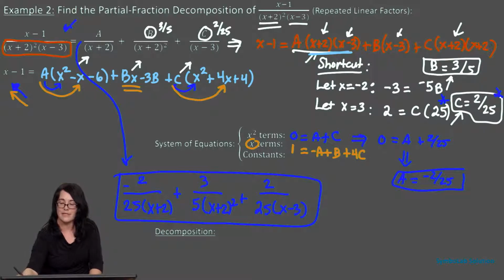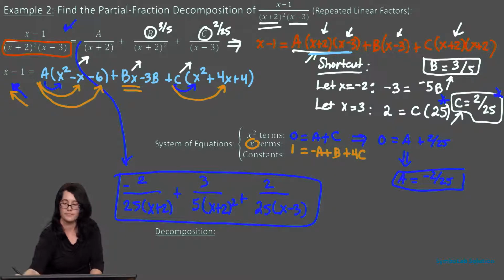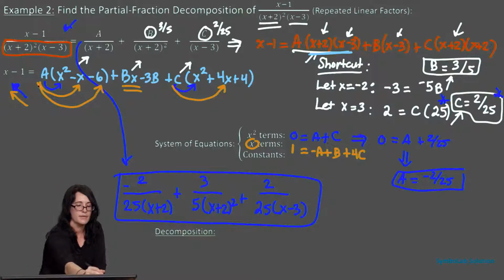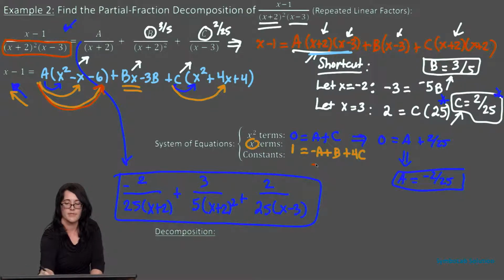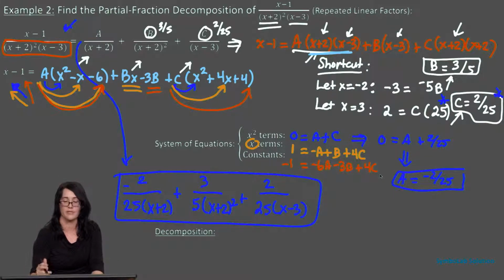And then for the last equation, I would have looked at my constants. My constants would have been a times negative 6, which is negative 6a. So negative 6a. Notice on the left side, my constant was just negative 1. My other constants include negative 3b. And finally, c times 4, which is 4c. And so this is why I wanted to show this way to you really quickly. You don't have to do this every time.